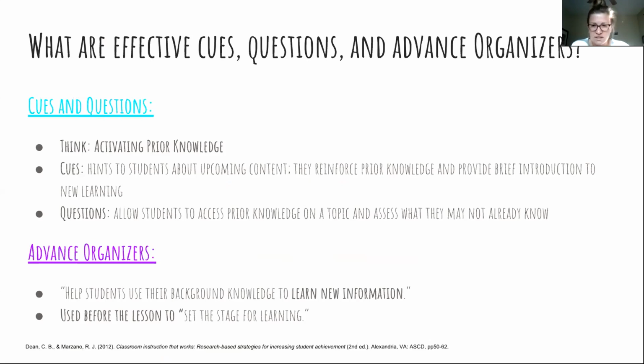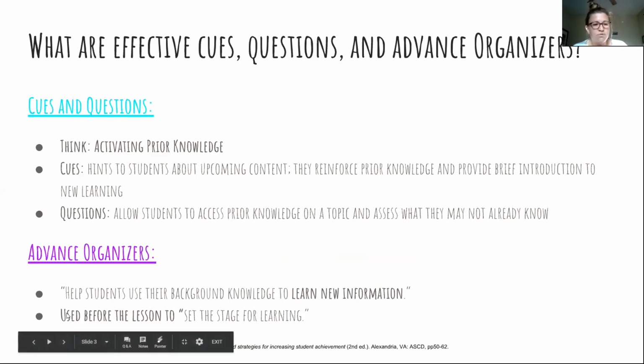And then questions can take place throughout the lesson, or at least that was what I gathered from the reading. And then advanced organizers are just graphic organizers, but they're presented in advance of the lesson, and they help students orient themselves to the new content. And like I mentioned, they're used before the lesson to set the stage for learning.